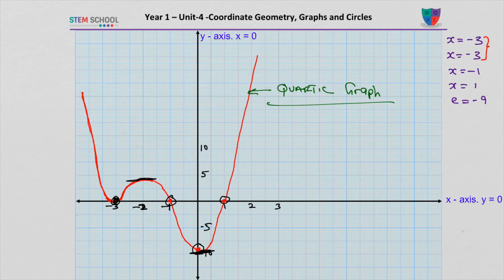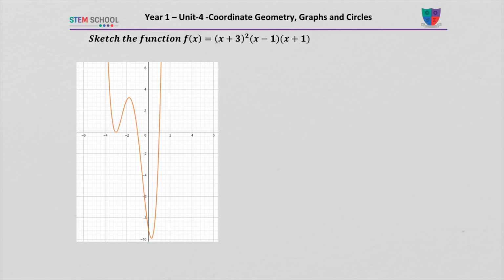That's a quartic graph. You can see the 2 points here. That is minus 3 twice, so it's sitting on it. And that's the maximum here, and that's the minimum there, and the intercept on the y-axis is minus 9, and you can see the other roots here, minus 1 and 1, and that's how you sketch the graph.